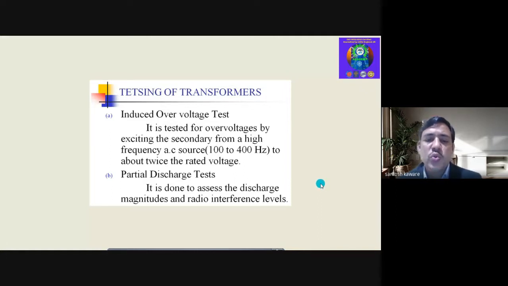And also to verify the radio interference levels. Radio interference means whenever any nearby equipment is operating, it may create some noise signals induced on the other. So that interference may happen. That we can call an induction effect on the neighboring equipment. How much value that interference has is also decided by this test.